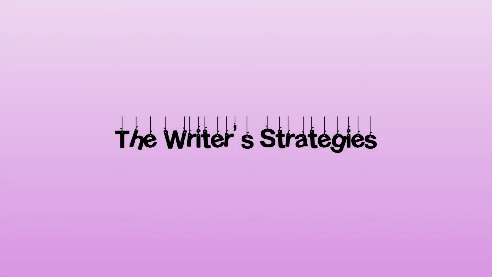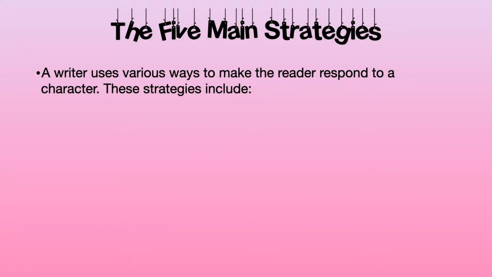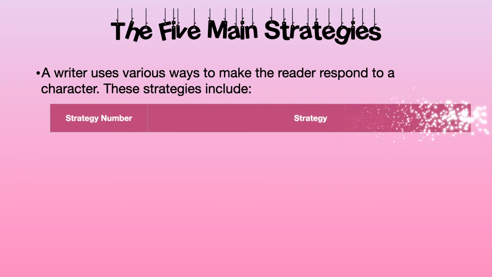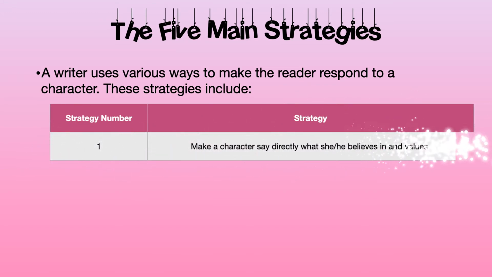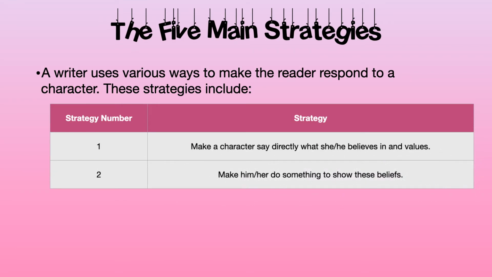So the strategies that a writer would use then, there tends to be 5 main strategies that a writer would use to make the reader respond to a particular character. These strategies include: number 1, to make a character say directly what she or he believes in and values. Strategy 2, the writer might make the character do something to show what they believe and value.